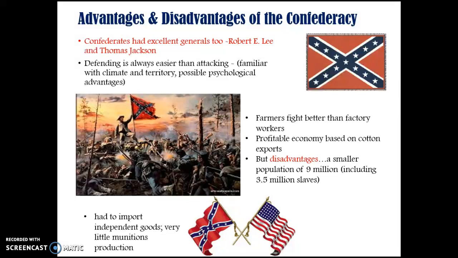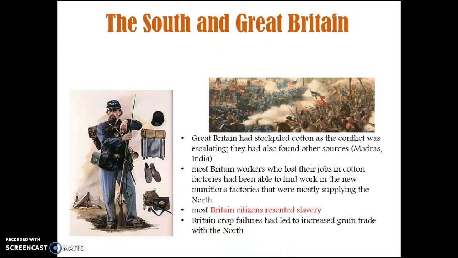They had a very profitable economy based, again, on their cotton exports, but they did have disadvantages. They had a smaller population of 9 million. Of that 9 million, 3.5 million were slaves. They had to import industrial goods, with very little munitions production. If you think about it, those 3.5 million slaves are not going to fight for them because they're fighting to keep slavery alive. So the South will depend on a foreign nation.